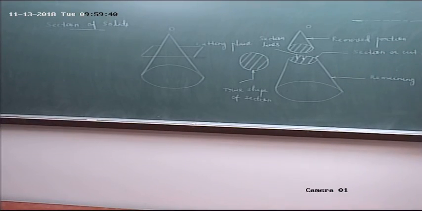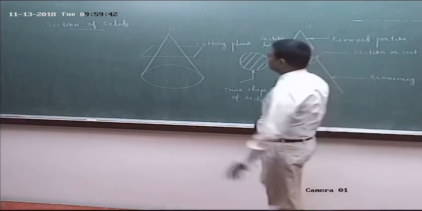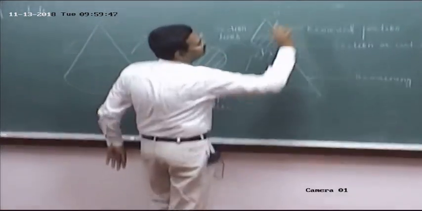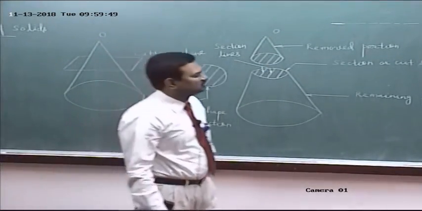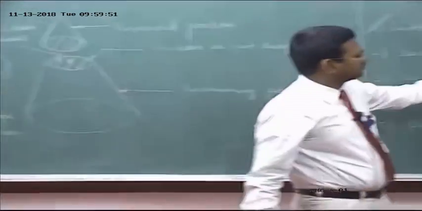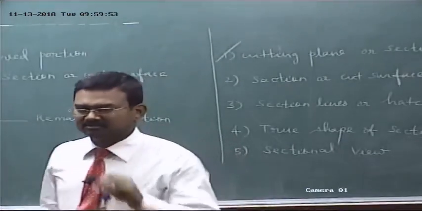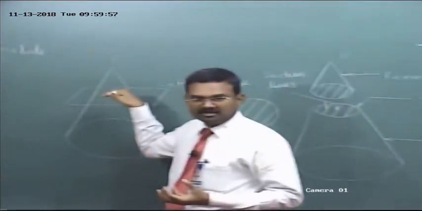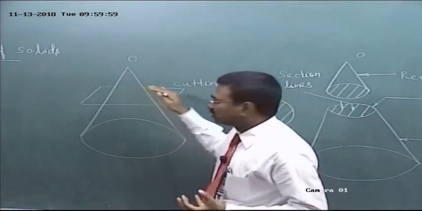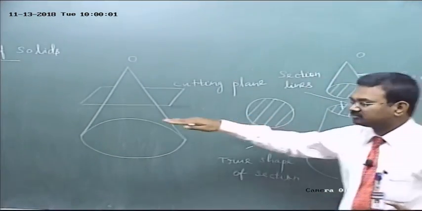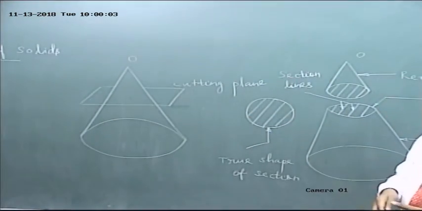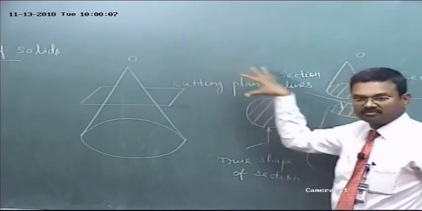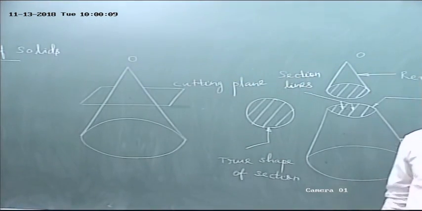This is for your reference. Here, how to represent the cutting plane? Long chain, thick at ends and thin elsewhere. The second term: section or cut surface. Listen. To show the interior details, the cone is cut by a cutting plane. As a result of cutting, imagine that the portion between the cutting plane and the observer is removed.